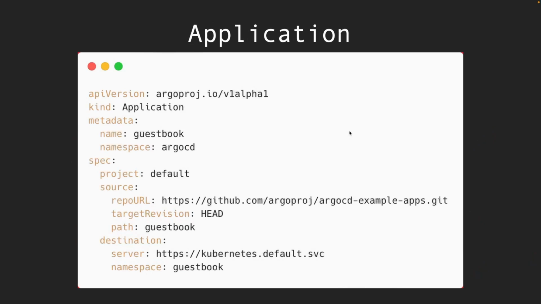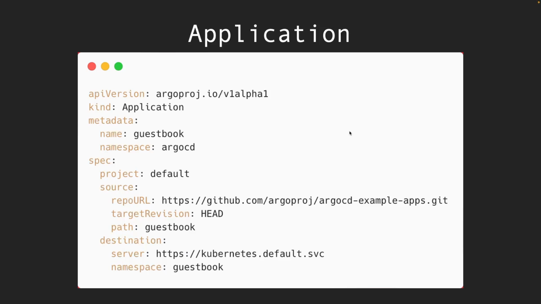ArgoCD has different concepts for deploying your services in Kubernetes clusters. The first concept is the application. It is a custom resource definition of Kubernetes. It is defined by 2 key pieces of information. It is a source, where you can define the repo URL, target revision, path, and environment, and a destination, a reference to the target cluster and namespace. An ArgoCD application is not the guestbook service itself.